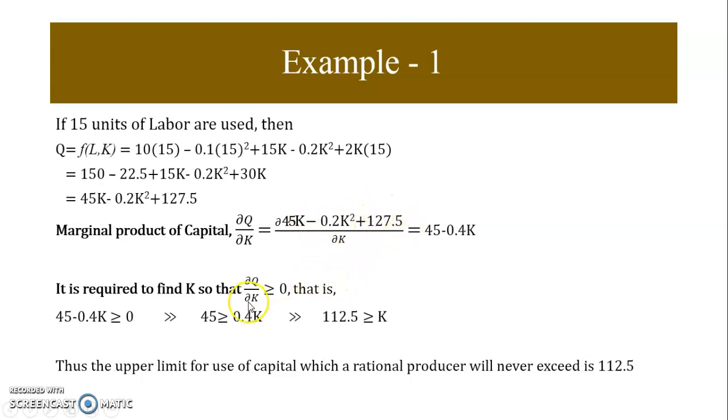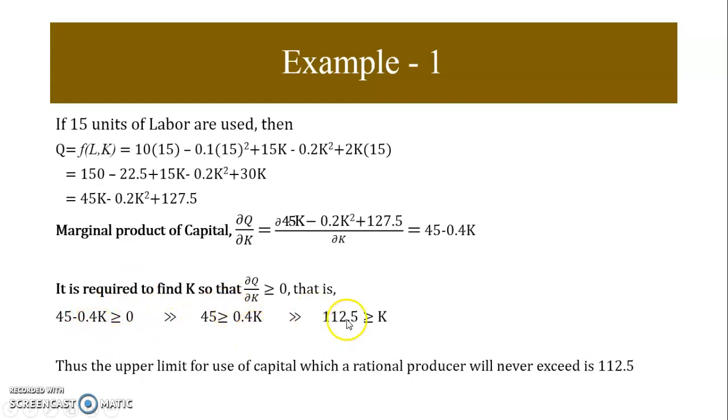Now you know that a rational producer will incorporate the use of capital in the production function as long as the marginal product of that capital is greater than or equal to 0. If it is less than 0, then he will stop producing it. So you will simply replace your equation in the place of this MPK. So when you replace it, your this 0.4K will shift to the right hand side.